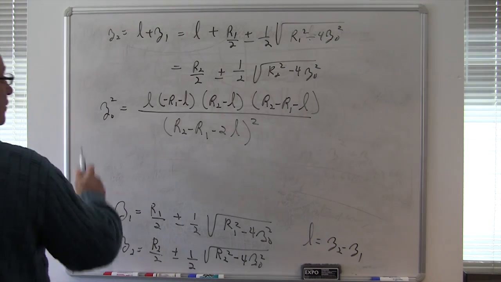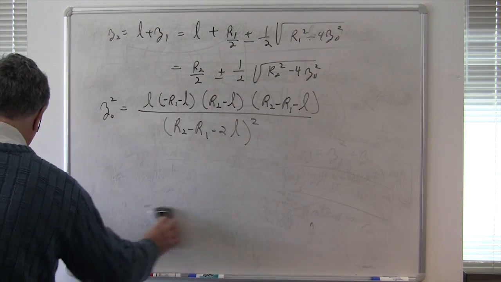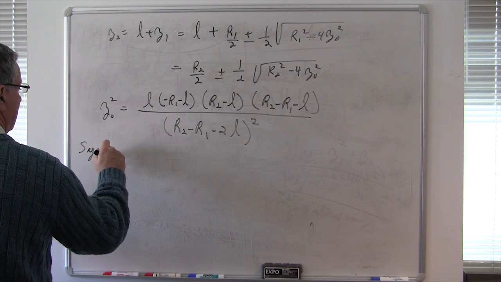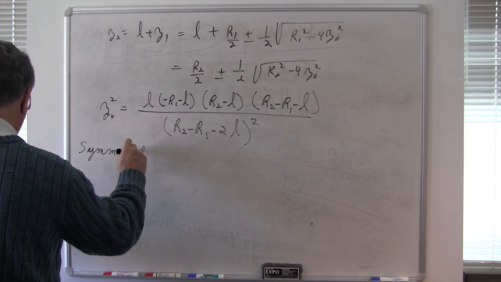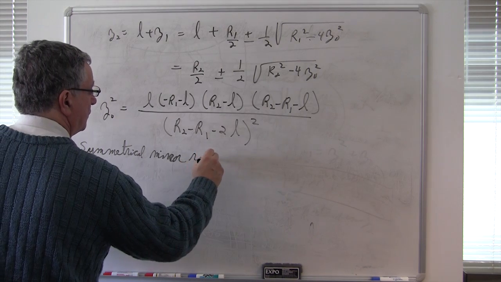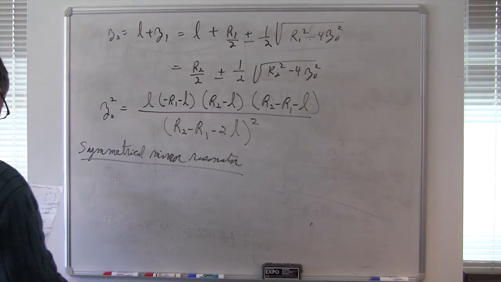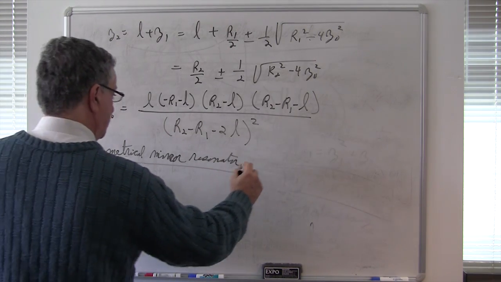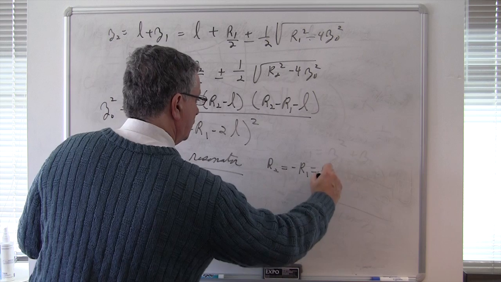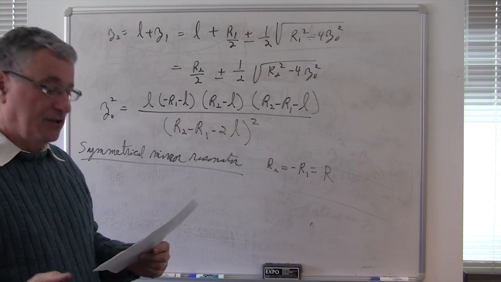So now we're going to use that expression for Z0 squared, and we're going to apply it to the case of a symmetrical mirror resonator. It's a special case of this situation. What we mean by symmetrical mirror resonator is just that R2 is equal to minus R1 is equal to R. So the two mirrors are the same. They have the same radius of curvature.